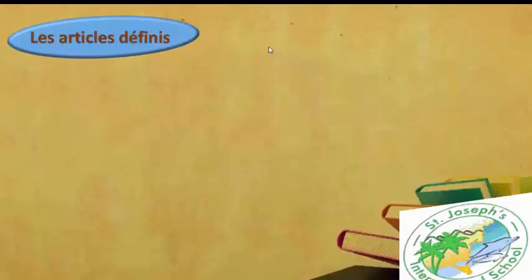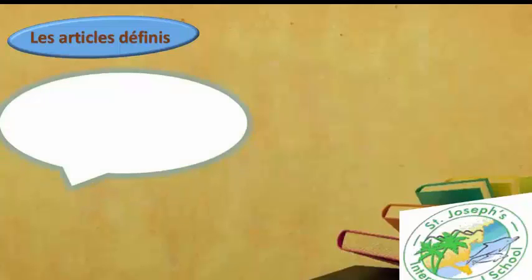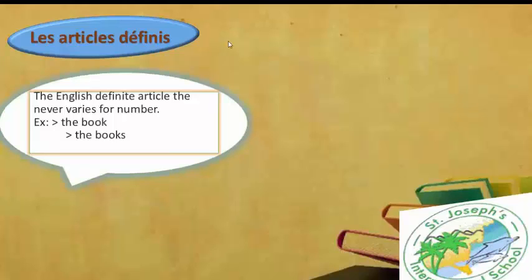But let's compare it first to English. In English, les articles définis, it's the word the. We use it to define words like the book, the books. It's not different between the singular and the plural. It's the same. So the English definite article the never varies for number, as you see.